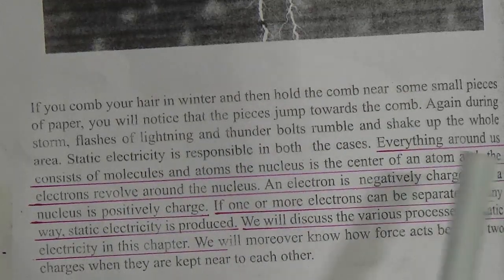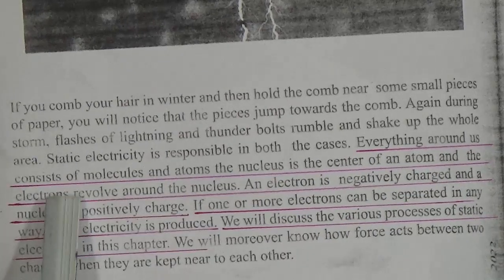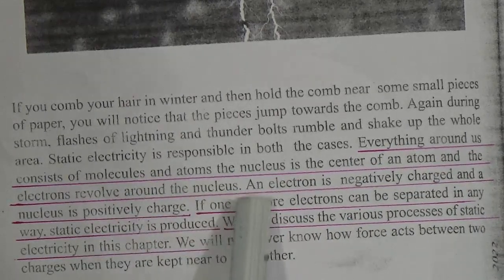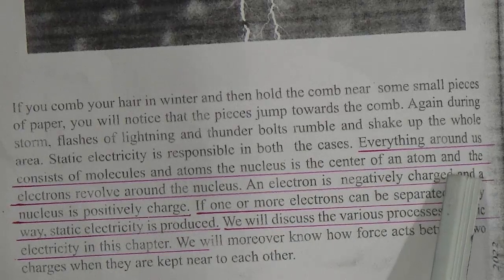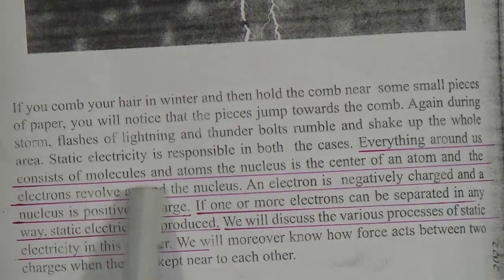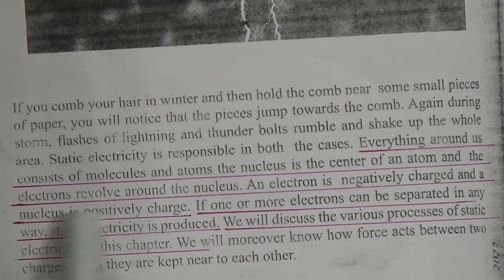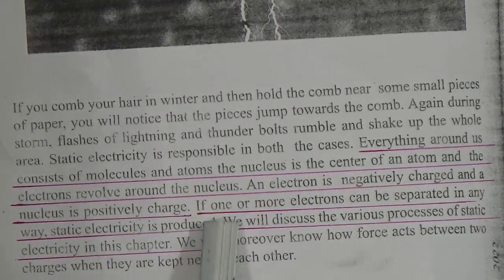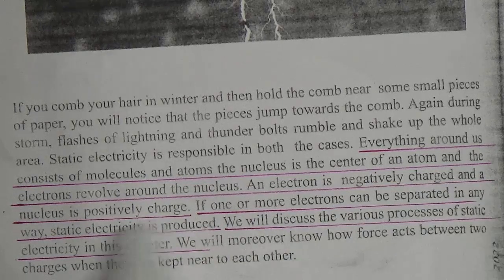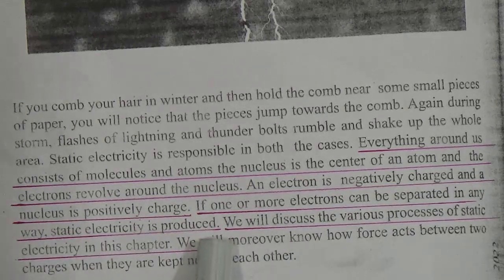Okay, we know that everything around us consists of molecules and atoms, and the nucleus is the center of the atom, and the electrons revolve around the nucleus. An electron is negatively charged and the nucleus is positively charged. So, if one or more electrons can be separated in any way, static electricity is produced, and we will discuss the various processes of static electricity in this chapter.